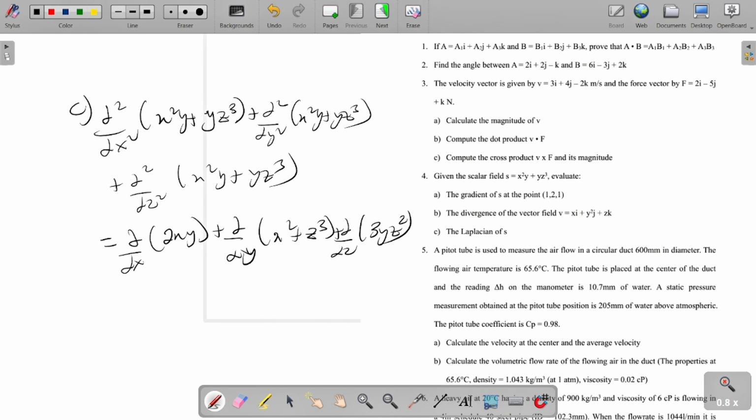3yz squared. Alright, so doing it again, over here I have 2y. Then over here it will be 0 because I don't have any term in x. Then over here it will be 6yz, right? Which ends up as 2y plus 6yz. So this will be the Laplacian of the scalar field, right? Yes, so we have that one over there.